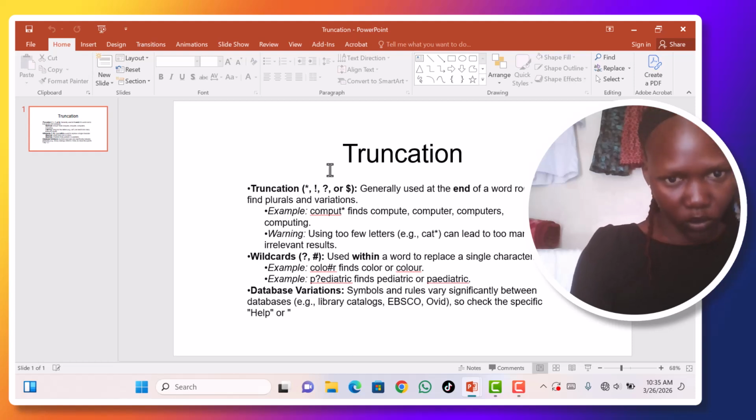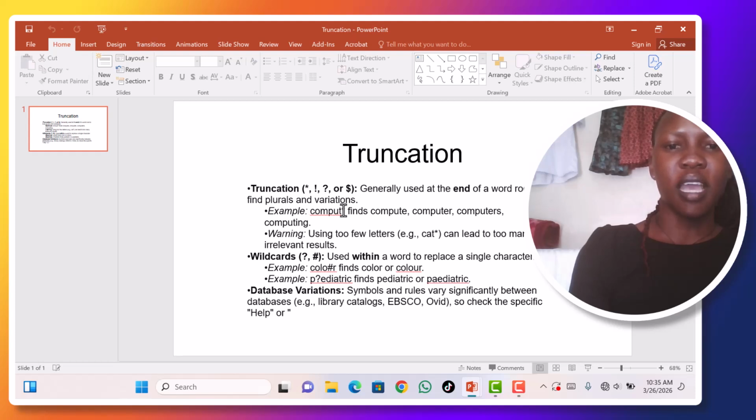Here we go. Truncation. Truncation refers to this star, exclamation mark, question mark, or this hash, this dollar sign, generally used at the end of a word root to find plurals and variations. Then I know you're not understanding. Let's get to examples. We have compute.